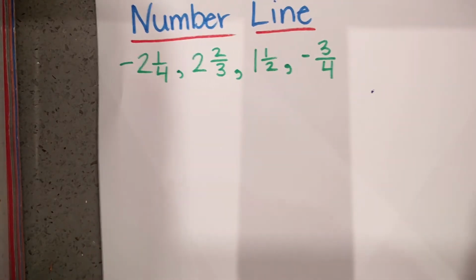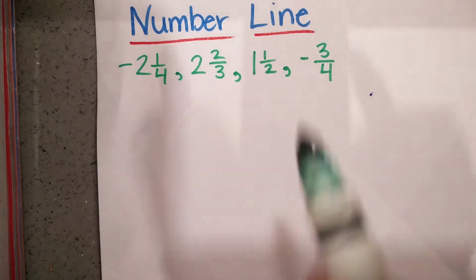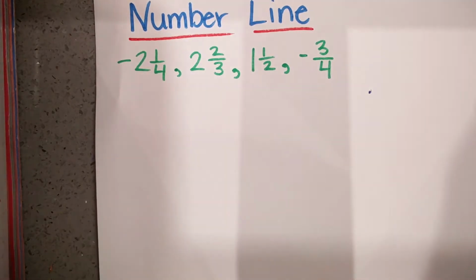A third way to compare fractions is by using a number line. I have here a list of rational numbers that we'd like to put in order from least to greatest or greatest to least. So one way that we can do that is by drawing a number line. If I look at the numbers, I have negative 2 1/4, 2 2/3, 1 1/2, and negative 3/4.